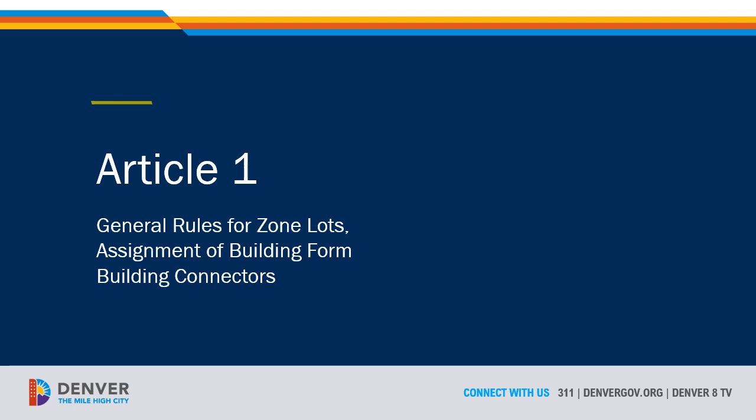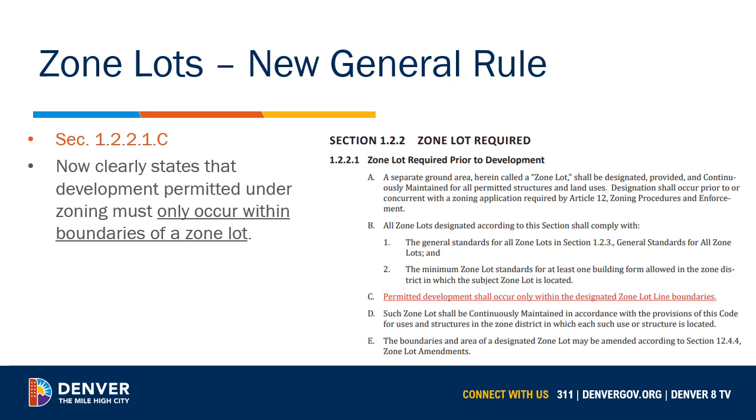In Article 1, the substantive changes we've made touch on general rules for zone lots, assignment of building form, and addition of standards for building connectors. A new general rule has been added to Section 1221 to clarify that permitted development shall only occur within the designated zone lot boundaries. This clarification of zoning's jurisdiction via permitting was requested by zoning enforcement and residential review staff.